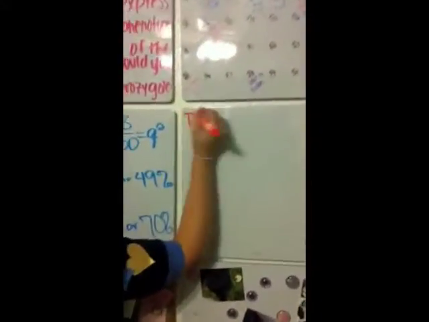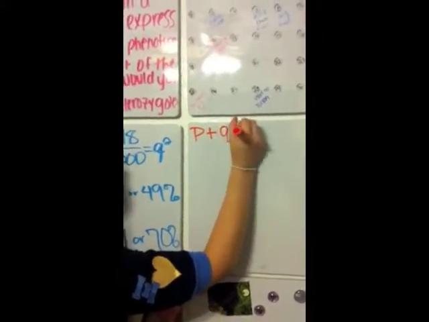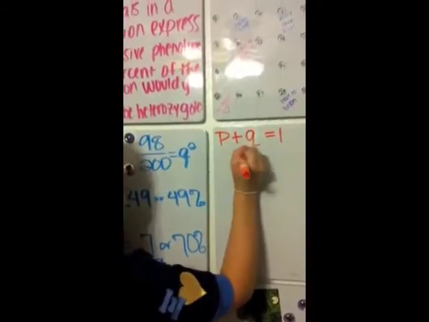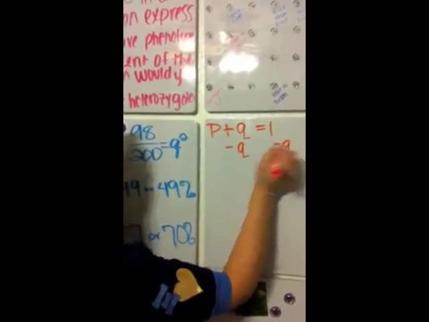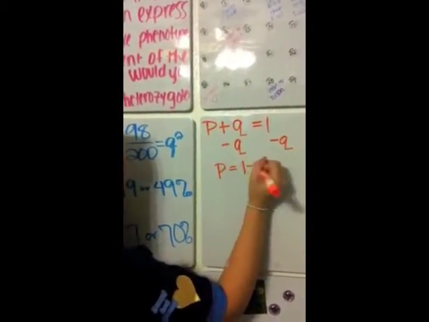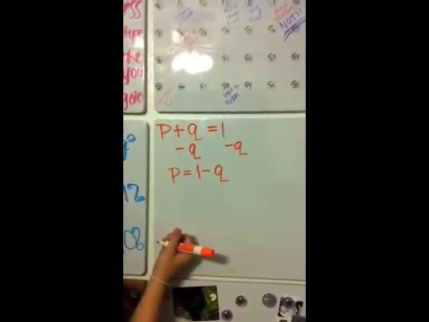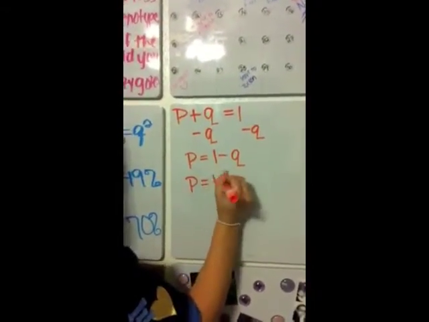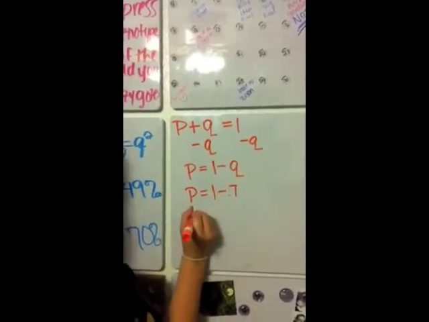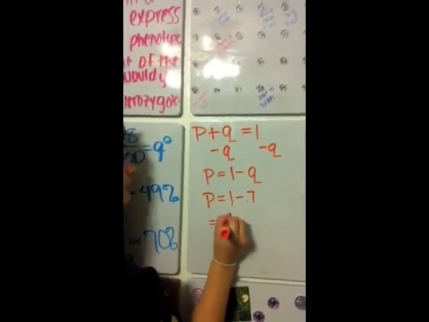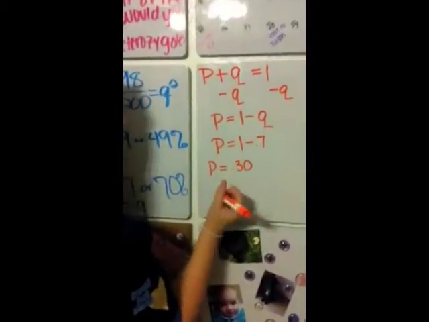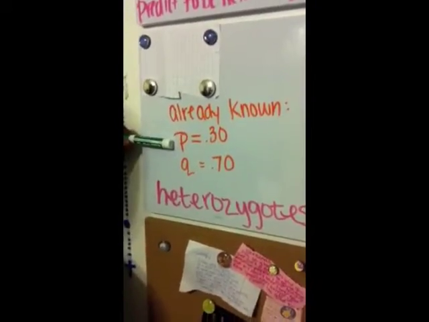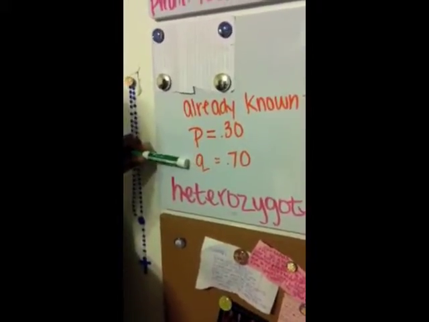Now that we have solved for Q, we can easily solve for P by using the frequency of alleles equation, which is P plus Q equals 1. We subtract Q from both sides of the equation to be left with P equals 1 minus Q. From our previous problem, we solved that Q was 0.7, so we plug it in to have P equals 1 minus 0.7, which equals 0.3. We know that P equals 0.3 and Q equals 0.7.